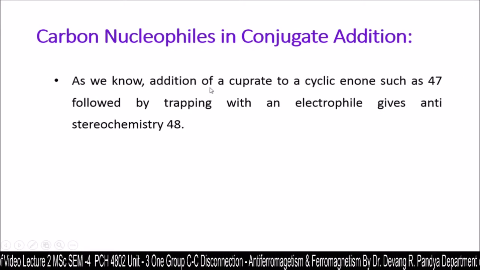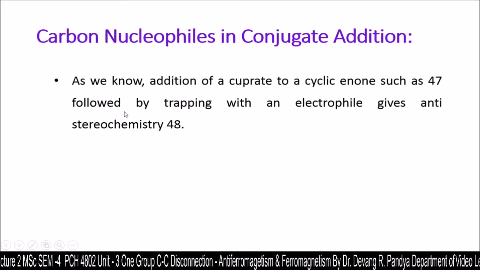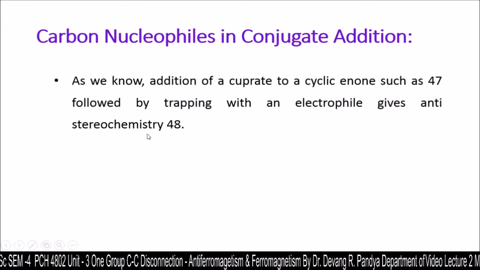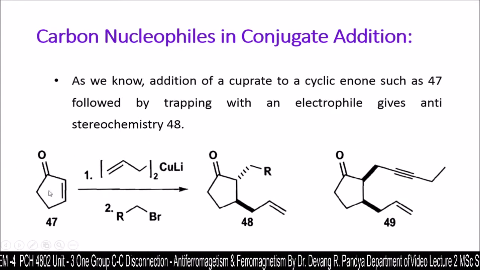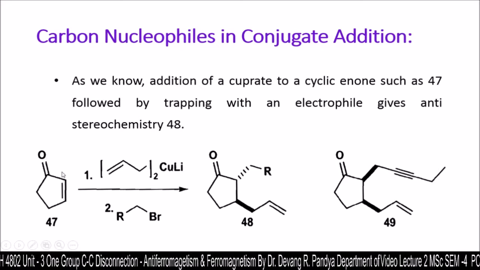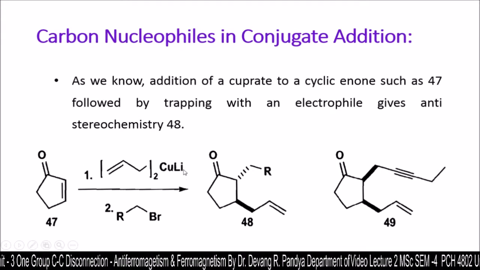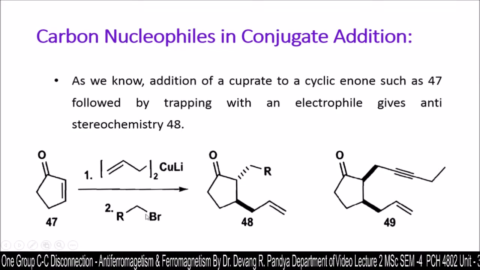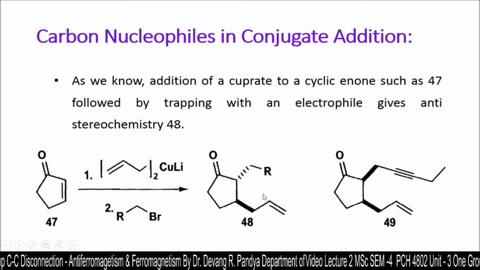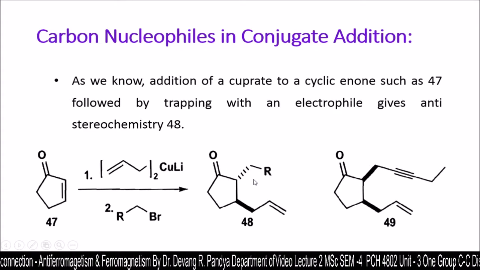As we know, addition of the cuprate to a cyclic enone such as 47, followed by trapping with an electrophile, gives anti stereochemistry, that is 48. So we have this kind of enone, that is 47, a cyclic enone, and we are going to treat it with allyl lithium cuprate followed by alkyl bromide. We're going to get this stereochemistry 48.